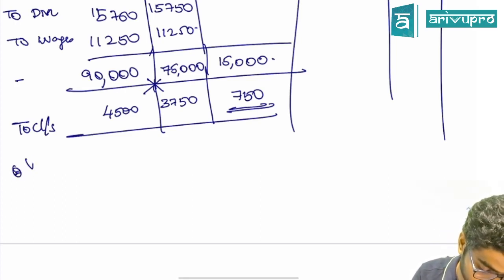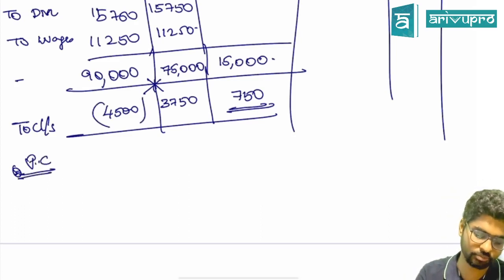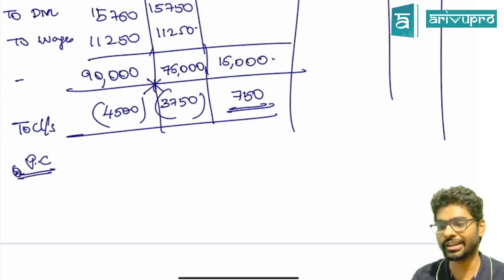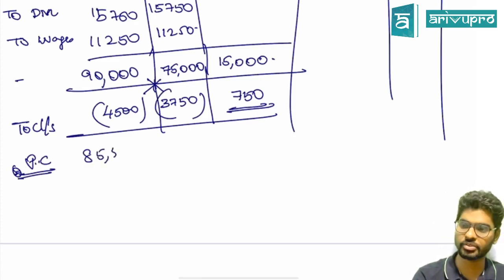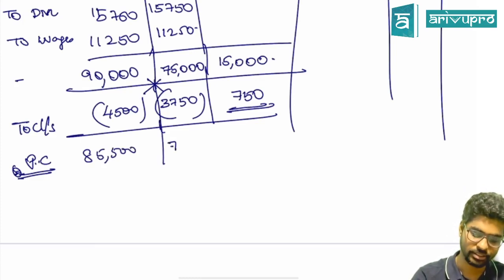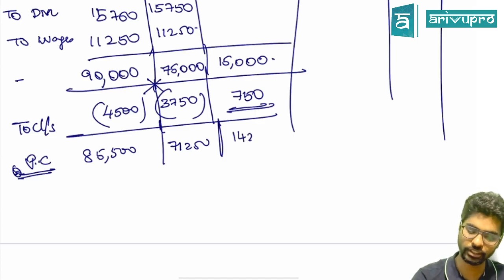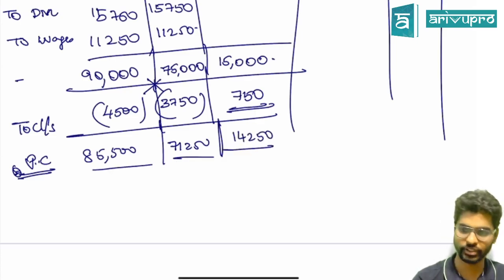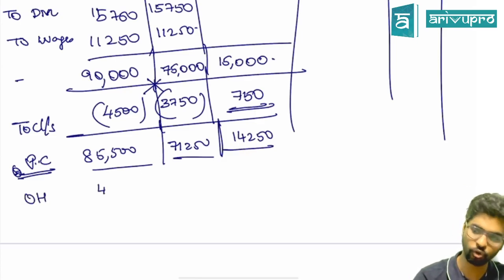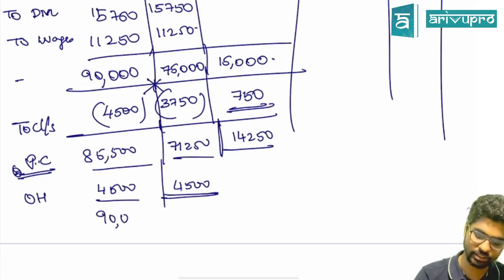Now I'll add my process overheads cost. So my prime cost will be the total value minus my closing stock value, which will be 85,500, 71,250 and 14,250. My overheads cost is 4,500. Therefore, this becomes 90,000.